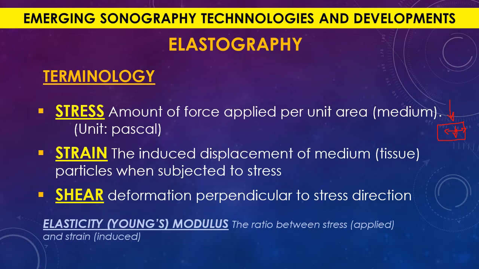These are what elastography is using. Elastography is either measuring the strain or measuring the shear. Another term we need to know is the elasticity modulus, or Young's modulus. What is this? It is the ratio between the two factors, the stress and the strain. So it is the ratio between the applied stress and the induced strain. This is the elasticity modulus, or Young's modulus.